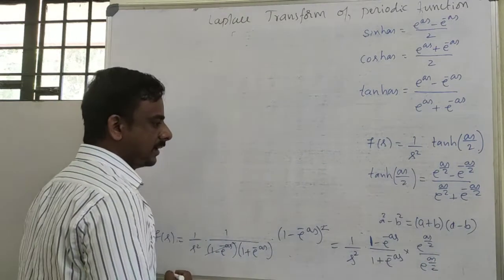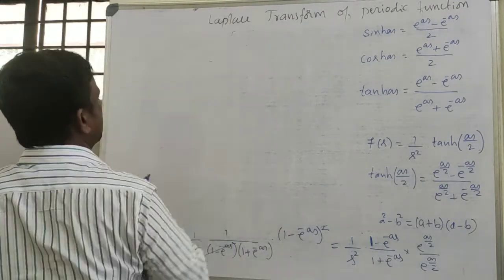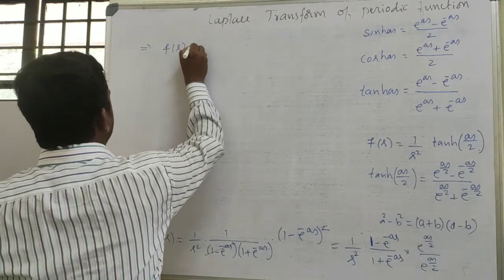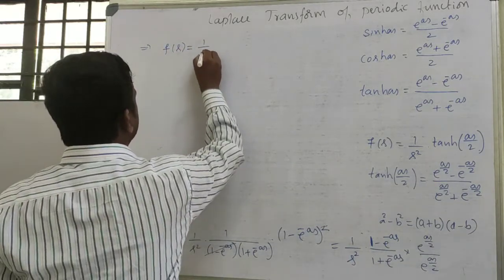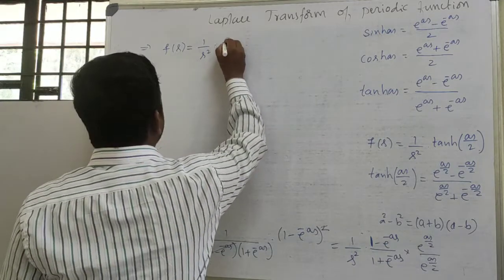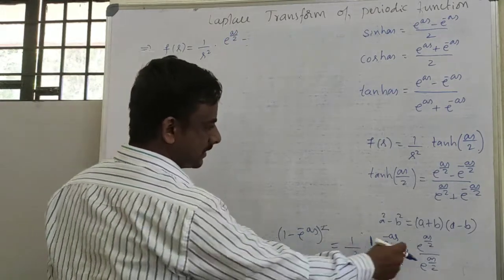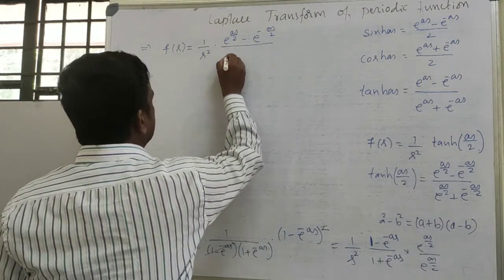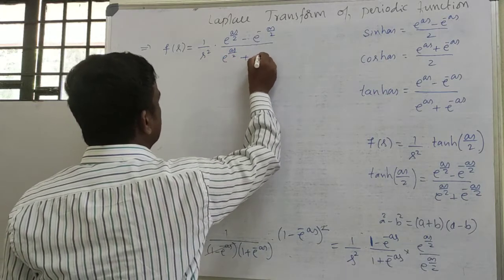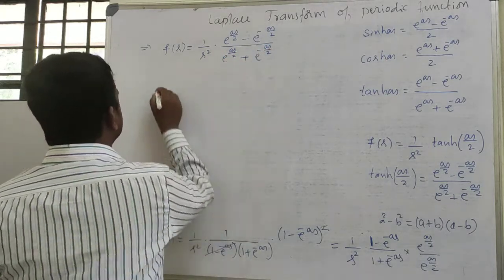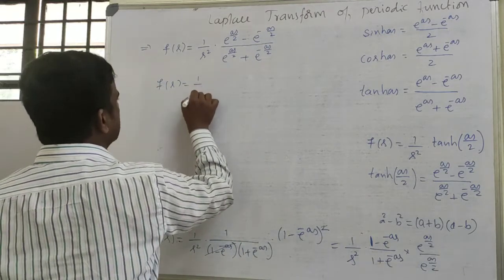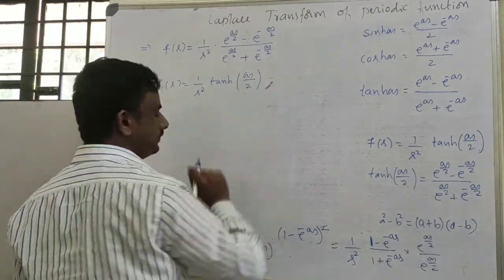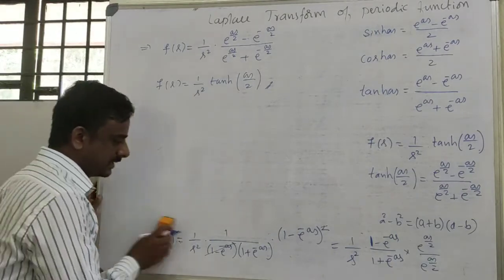So multiplying both numerator and denominator by e power as by 2, I'll get f of s equal to 1 by s square into e power as by 2 minus, the product of these two will be, e power minus as by 2 divided by e power as by 2 plus e power minus as by 2. So f of s equal to 1 by a square tan h of as by 2. That completes the solution of the second problem.